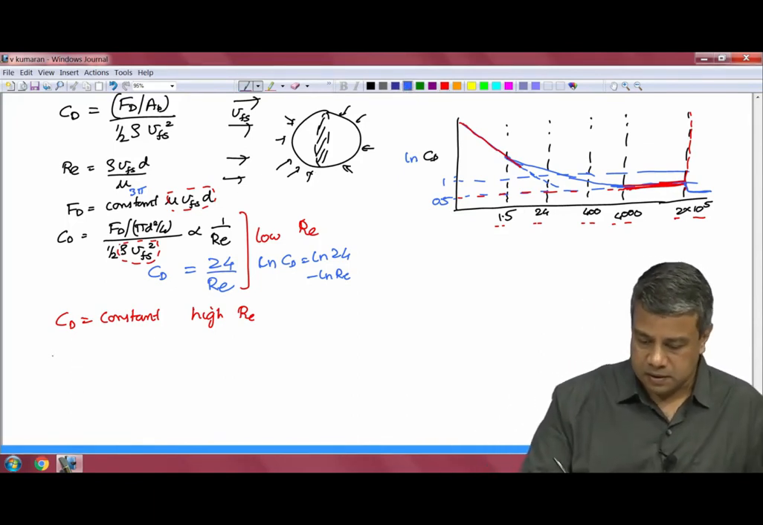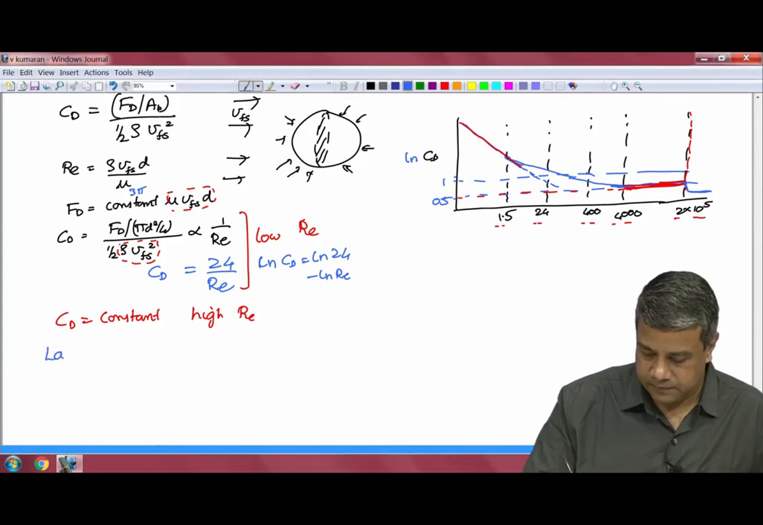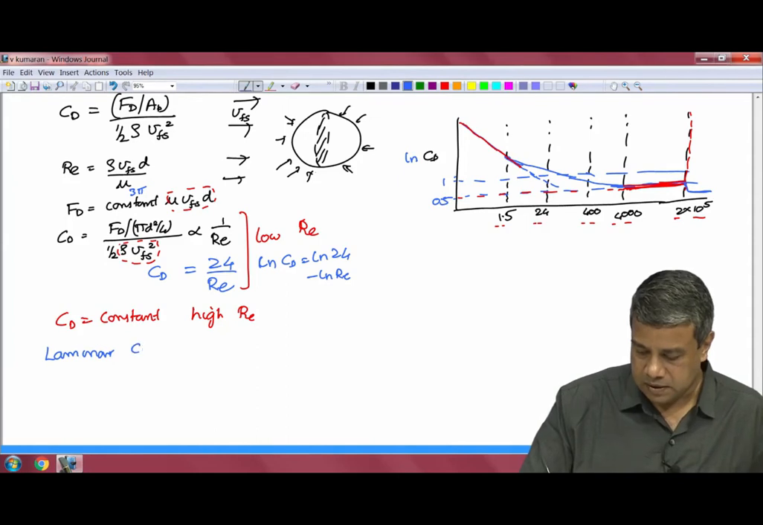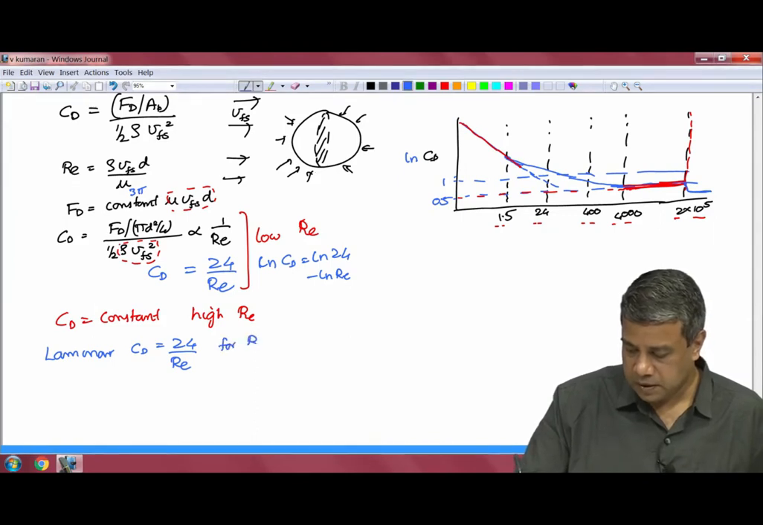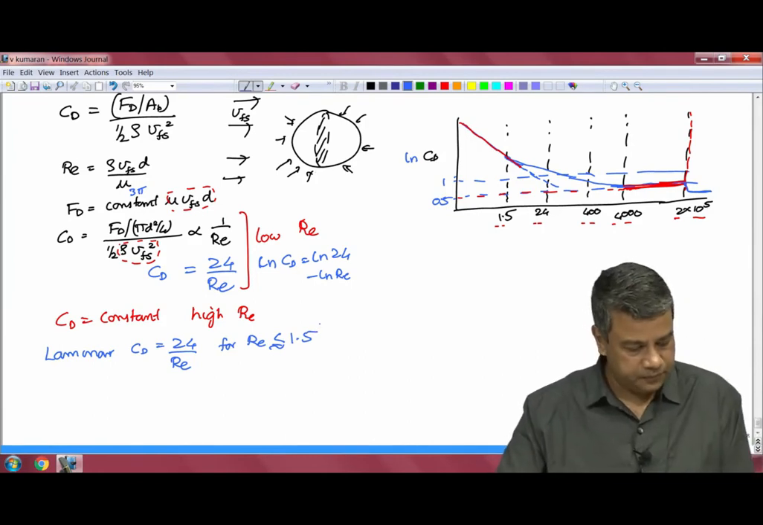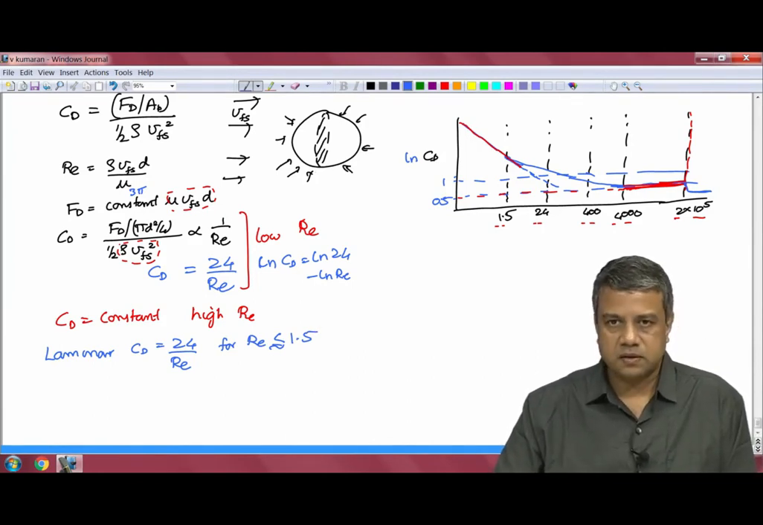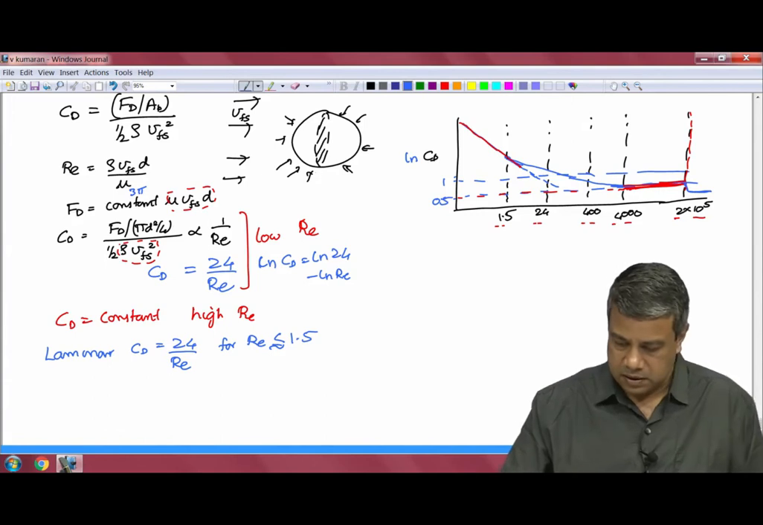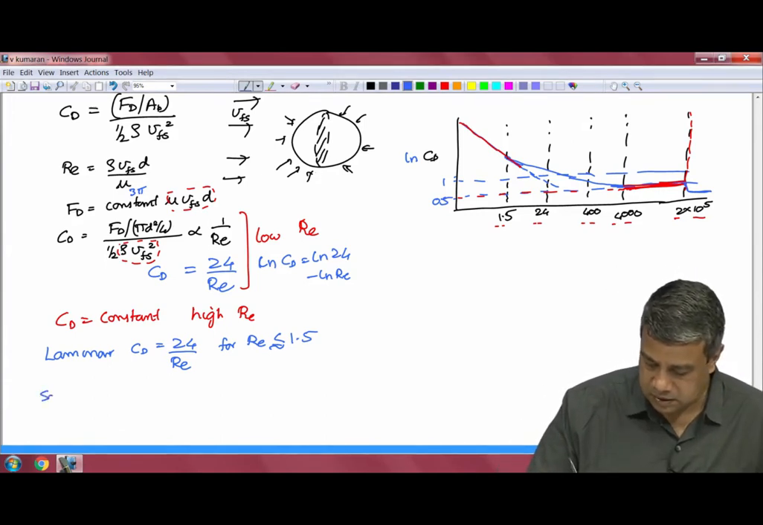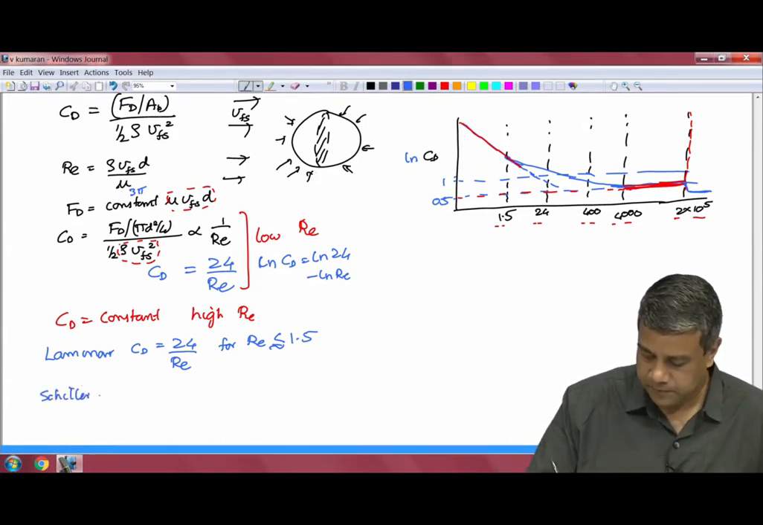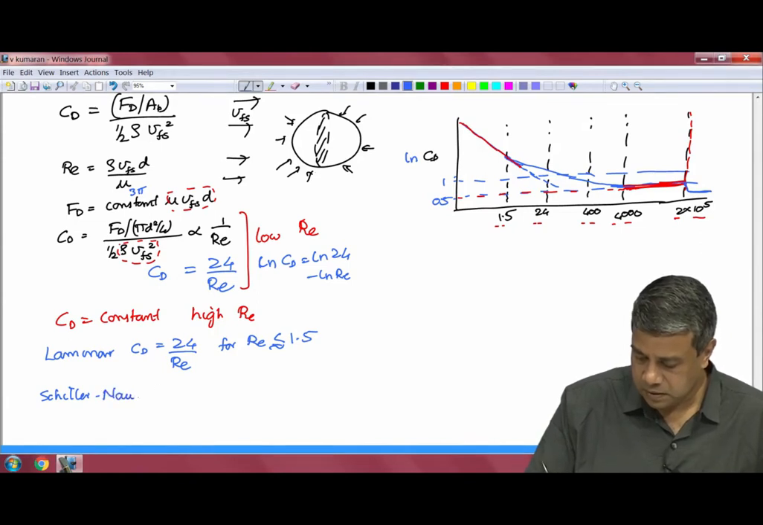So, the viscous laminar flow correlation CD is equal to 24 by Re, valid for Re less than approximately 1.5. There is a correction to this drag correlation. It is called the Schiller correlation.